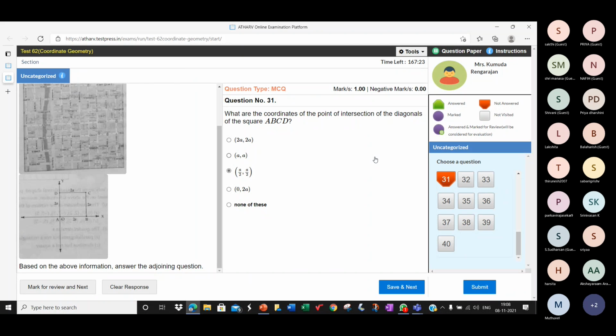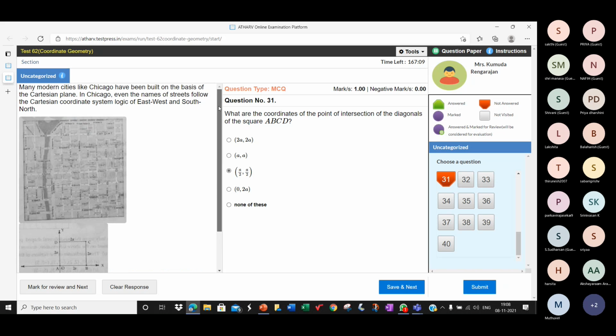We'll be seeing some case study based questions from the chapter Coordinate Geometry. You can see the first one on your screen. This is just some general info. The questions here are not based on this picture given here. You can just ignore it.